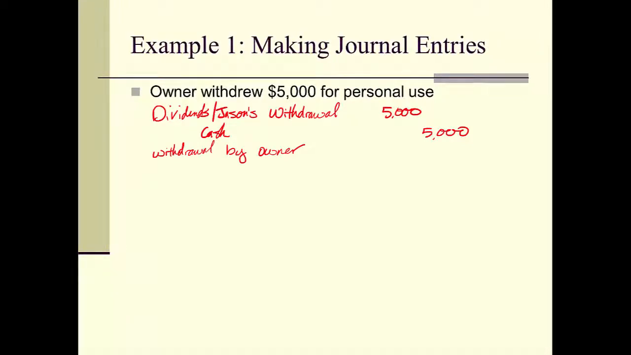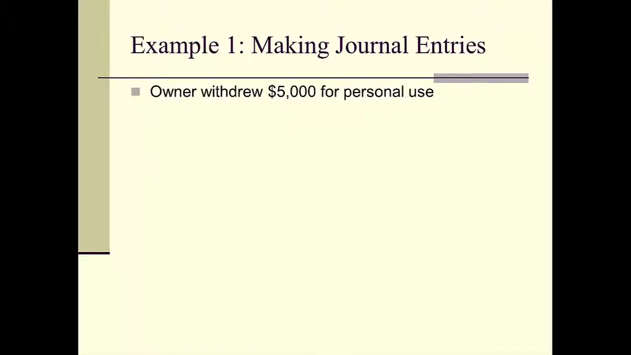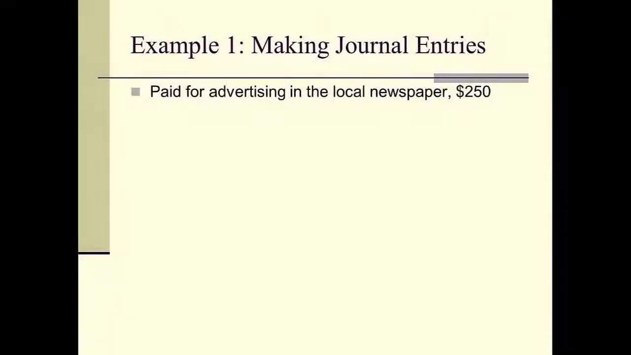One last journal entry. Kind of a bummer, but don't worry, there's lots of other entries to come. But this is the last in this example. Paid for advertising in the local newspaper, $250. Go ahead, make the journal entry. Let's go through it together.